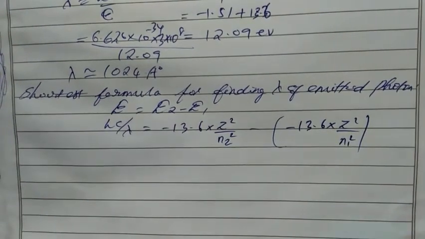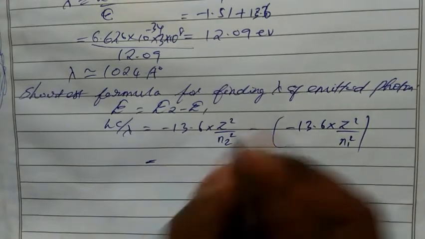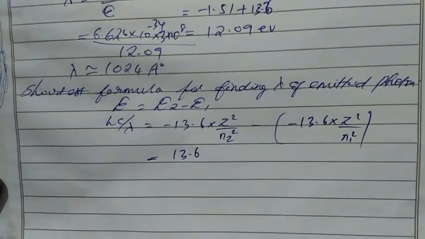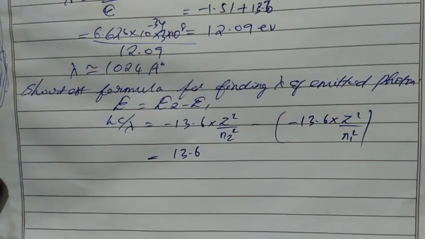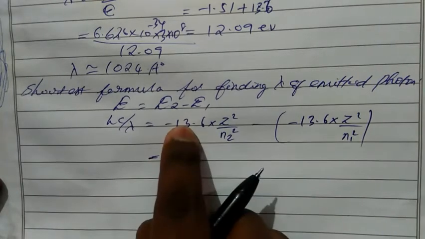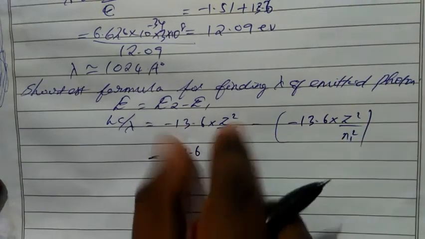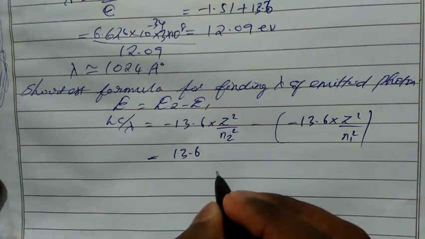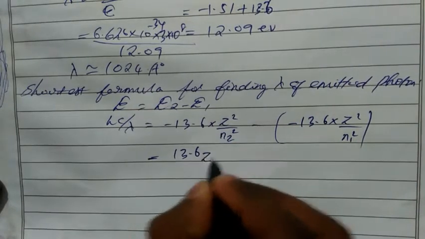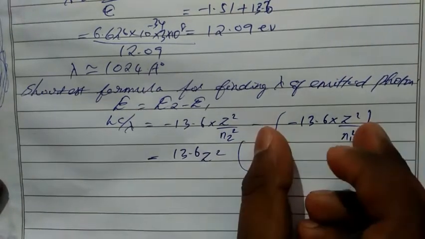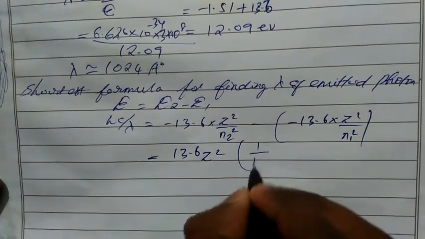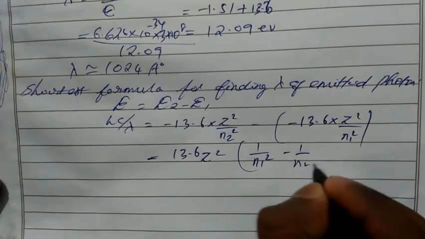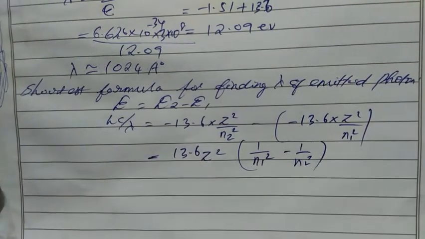Clear? Then we take 13.6 as common. Minus to minus will become plus. Here we have minus, here we have plus: minus for the n2 term, plus for the n1 term. So we can take common values. I take z square common. Then I can take plus 1 by n1 square, and for the n2 term we have minus, so minus 1 by n2 square. I take 13.6 z square as common.